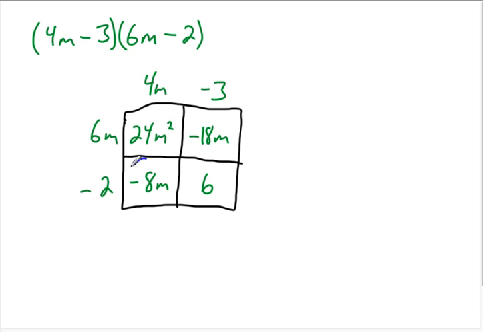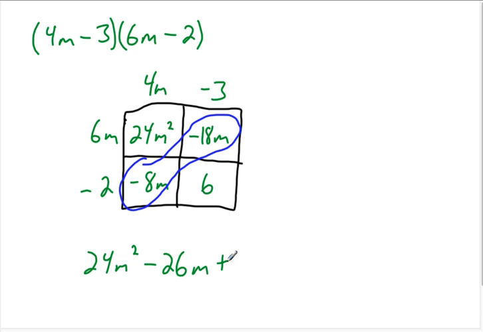Again, we're going to need to combine these like terms here, and so we're going to end up with 24m squared, and then this negative 18 minus 8 is going to be negative 26, also known as minus 26m, and then we have a positive 6 on the end.